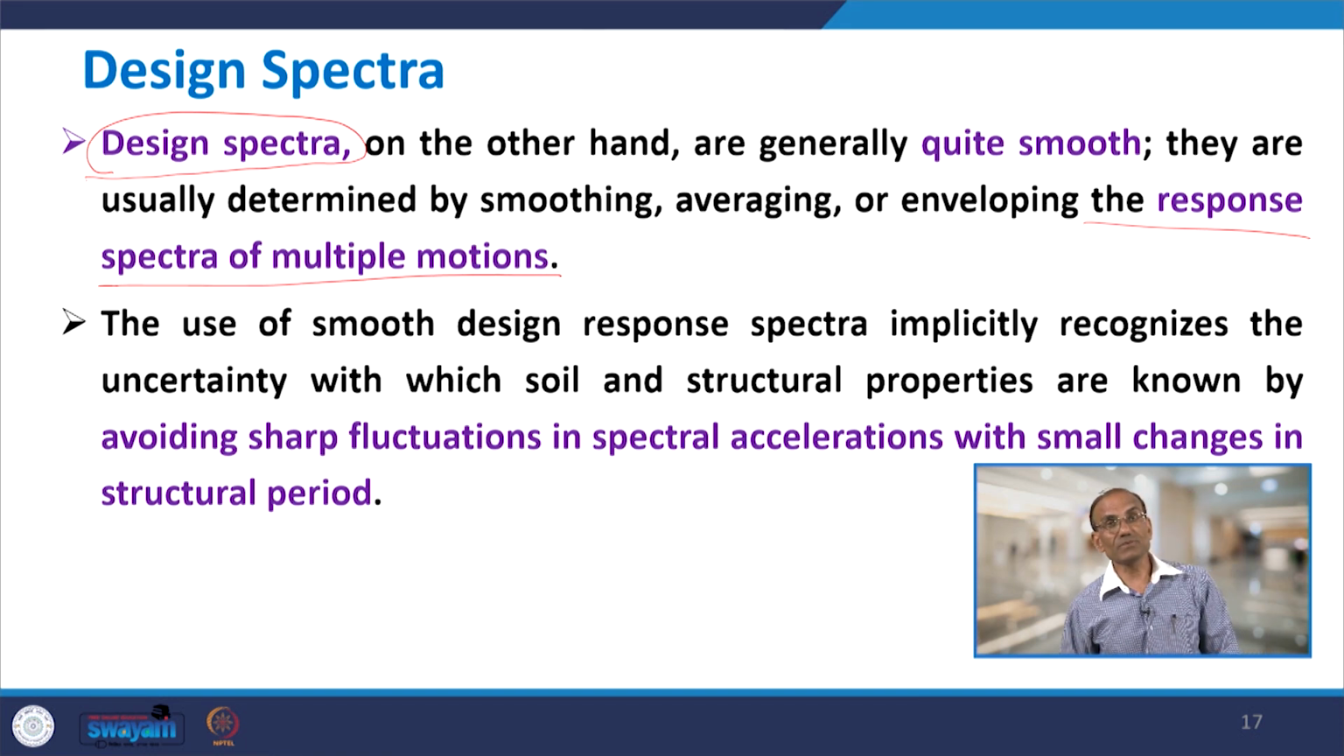The use of smooth design response spectra implicitly recognizes the uncertainty with which soil and structural properties are known by avoiding sharp fluctuation in spectral acceleration with small changes in a structural period. So, smoothing is done because we want the design spectra as a smooth spectra. As a result we avoid the sharp fluctuations which come in spectral acceleration due to small change in structure period.